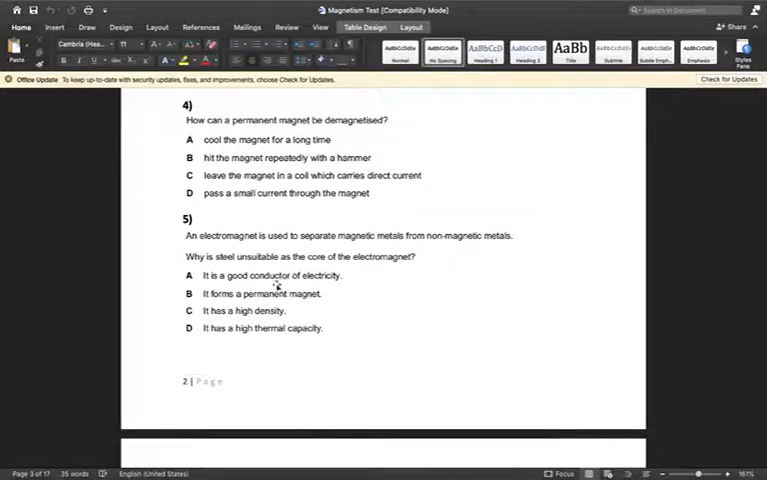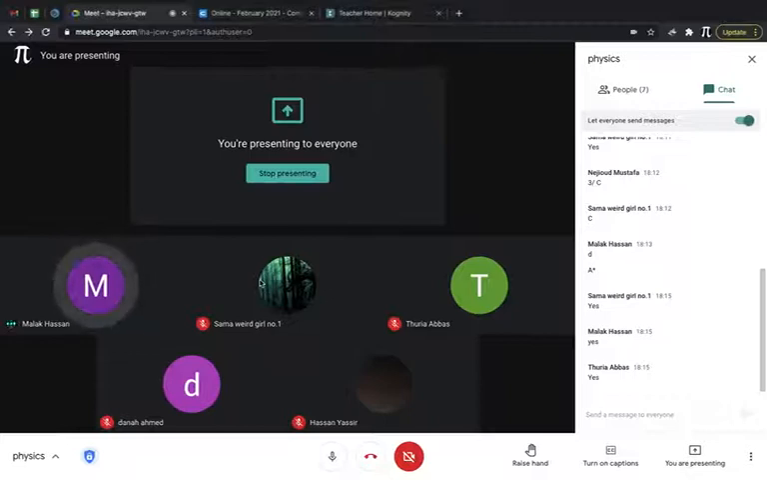B. It forms a permanent magnet. Because steel forms a permanent magnet, steel is not suitable. That's why we use, what do we use instead of steel? Iron. Yes, we use iron. Good.